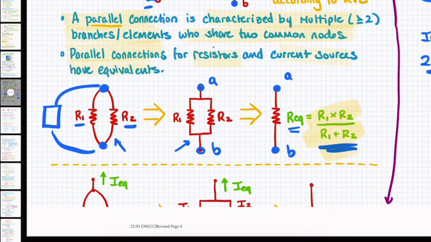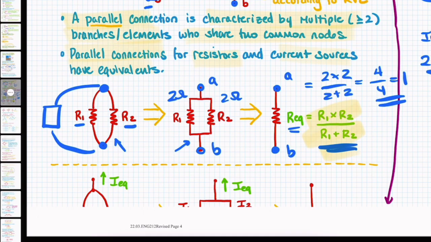The easiest example of this is two equal resistors in parallel. So let's say this is 2 ohms, this is 2 ohms. What you end up with is 2 times 2 over 2 plus 2, which is 4 over 4, which equals 1. Quick rule of thumb, right? Whenever you put two resistors in parallel that have the same value, you end up with an equivalent resistance that's half that. So if R1 were 150 and R2 were 150, you would end up with an equivalent resistance of 75.